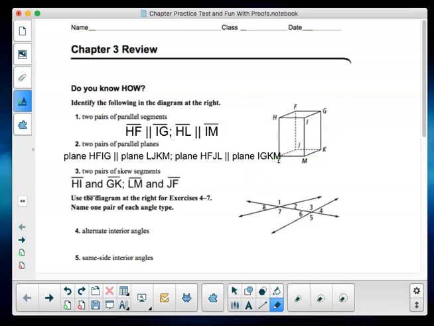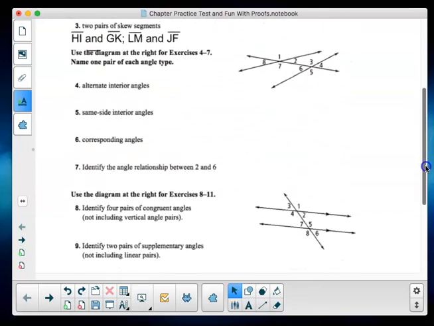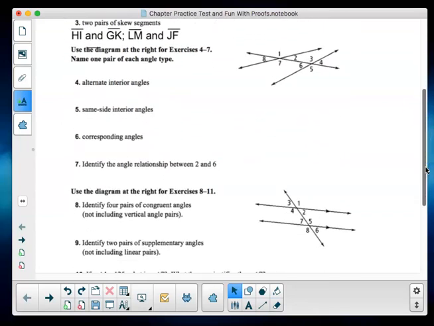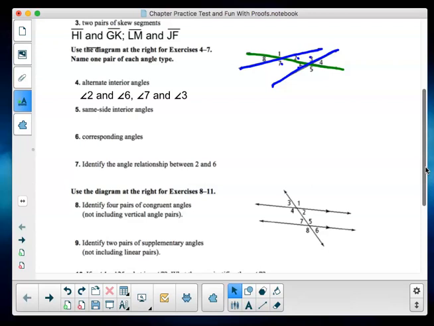Now, looking at my next figure here. Use the diagram at the right for exercises 4 through 7. Name one pair of each angle type. Alternate interior angles. For alternate interiors, I have to identify my transversal, and then I have the two lines that cross. Now keep in mind, these are not parallel. These are just the transversal crossing these two lines. Alternate interiors are 2 and 6, 7 and 3. Okay, so those are my alternate interior pairs, angle 2 and angle 6, angle 7 and angle 3.